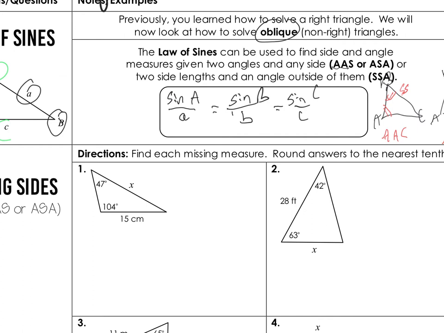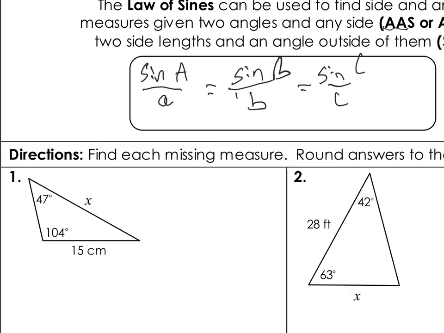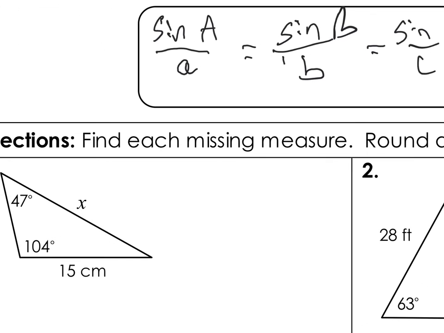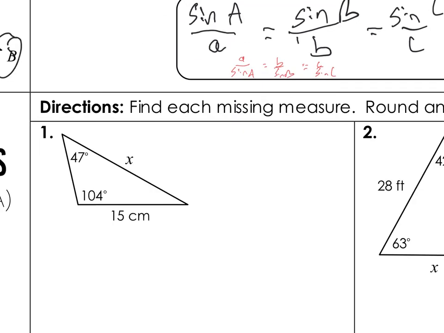And if you don't like what you're looking at, you could flip them if you needed to based on the scenario you have. You could put a over sine of A equals b over sine of B, which is the same thing as c over sine of C, because you're just taking the reciprocal of each. That comes in handy once in a while. That's what I look at.